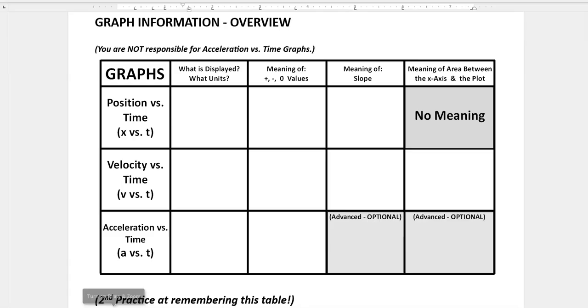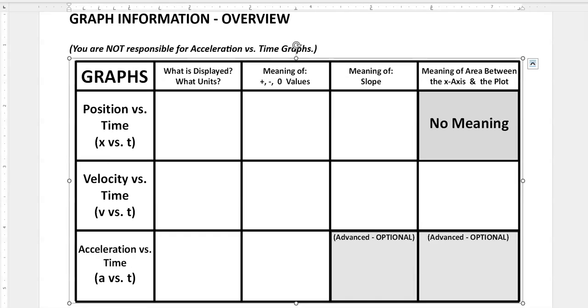And then we'll just briefly mention some information if you were to plot acceleration versus time, but we don't do that in this course. Now you see there are headings on this graph. We have the type of graph, position versus time, velocity versus time, acceleration versus time. In the second column, it's what is displayed and what units. So this is what is on the y-axis, what is on the x-axis. The third column says the meanings of plus, minus, and zero values.